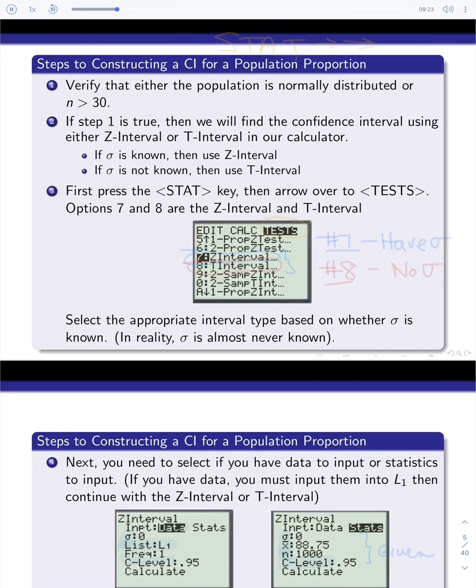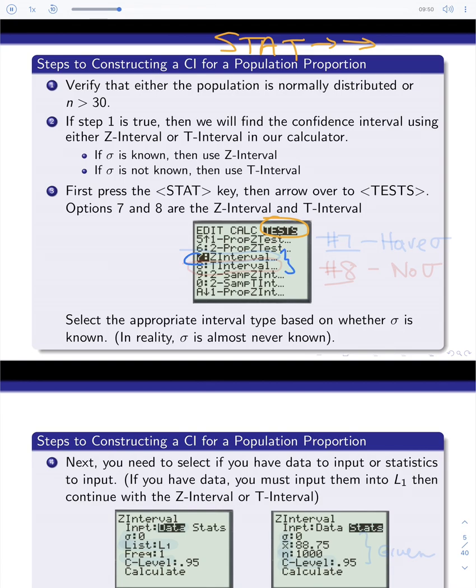So remember how we get to these tests and how we get to these confidence intervals, just like before in the 7.1 doing the binomial. So remember, we're going to hit the stat key, and we're going to arrow to the right twice so that we get to the test option. Now, what we're going to be using in this particular section is numbers 7 and 8.